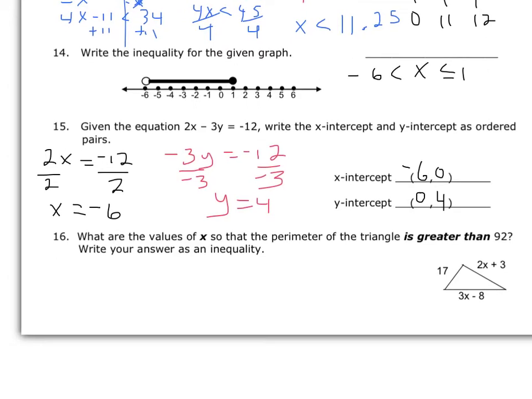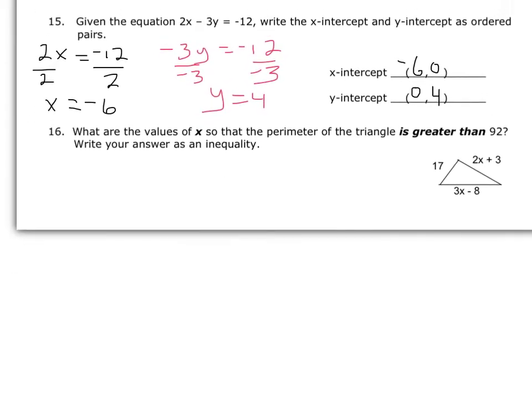Number 16. What are the values of x so that the perimeter of the triangle is greater than 92? Write your answers in inequality. All right, so perimeter, that's telling me right here that I need to add up all the sides. So I'm going to go look at my triangle. I want to add up all those sides.